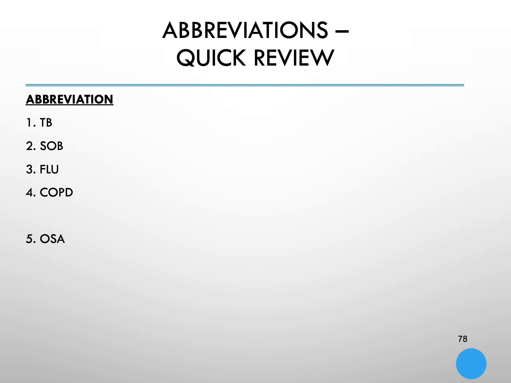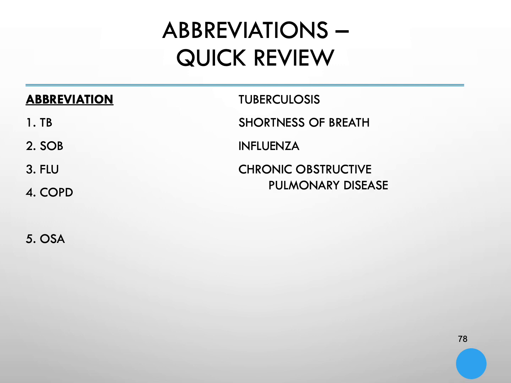So just a quick review of the abbreviations that we've talked about. Do you remember what TB stands for? TB stands for tuberculosis. What about SOB? SOB stands for shortness of breath. What about flu? Flu is short for influenza. What about COPD? That is the abbreviation for chronic obstructive pulmonary disease. And then lastly, OSA is our abbreviation for obstructive sleep apnea.